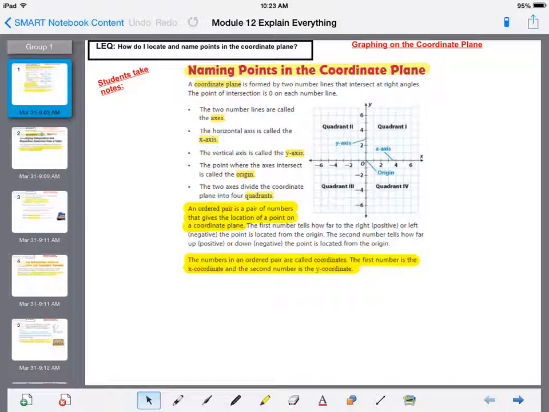In this module, we are going to talk about naming points in the coordinate plane, and we start with the 4 different sections on the coordinate plane. Remember, on the top right-hand side, you have quadrant 1, and then you count your quadrants counterclockwise. So quadrant 2, 3, 4.